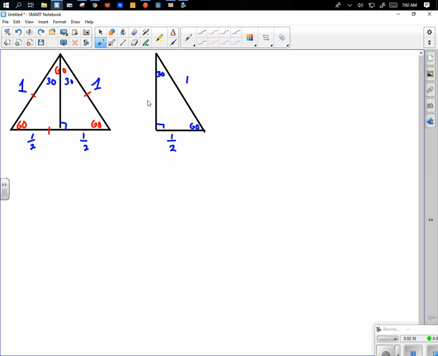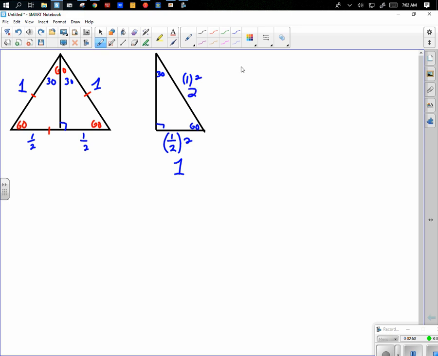And what is this side over here? Okay. What I noticed is many kids don't like fractions. So to get rid of this fraction, I'm going to multiply this by 2. So that makes this 1. But I also need to multiply these by 2. That'll make this side 2.